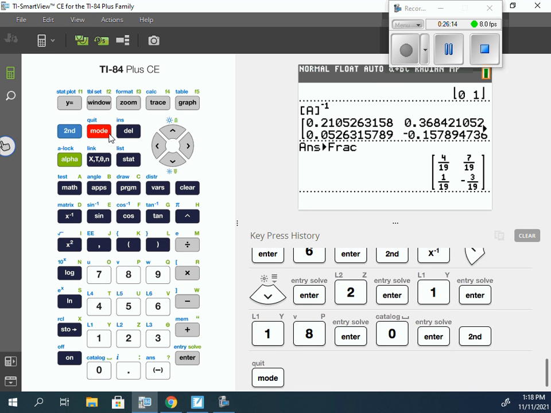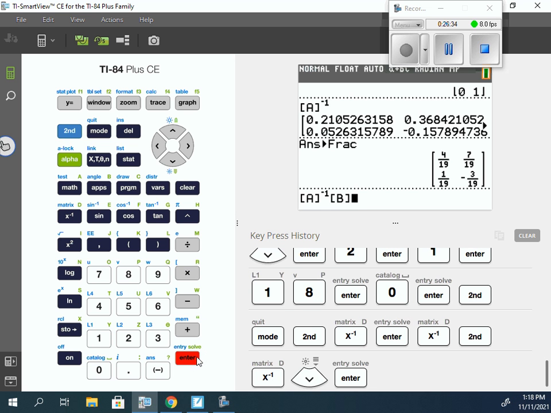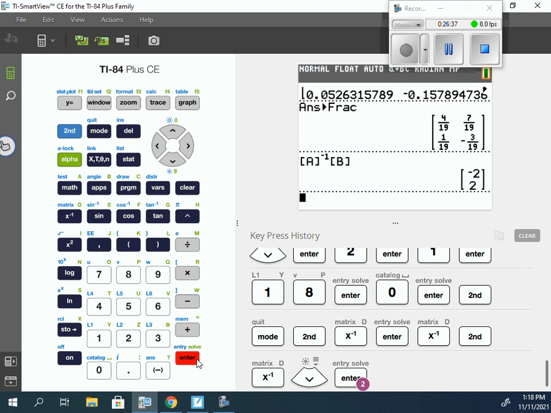Second quit. Now what we want to do is the multiplication of A inverse and B. So to do that, we can go second matrix, A, but we don't want just A, we want A inverse times second matrix B. And if we hit enter, we get -2, 2. So the product of A inverse and B is -2, 2. Questions on this here?